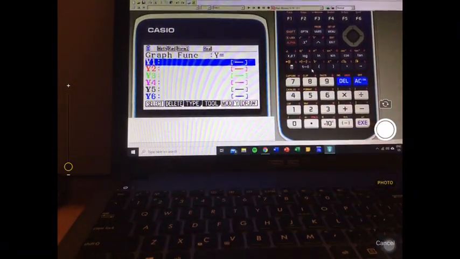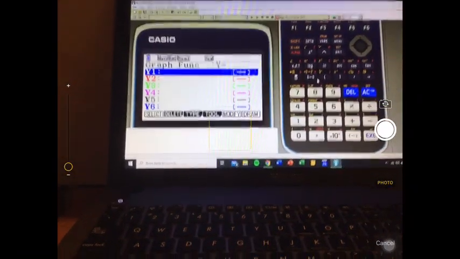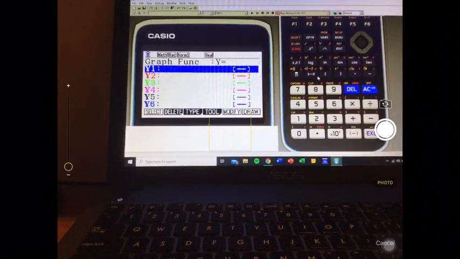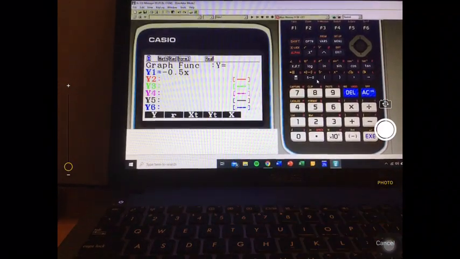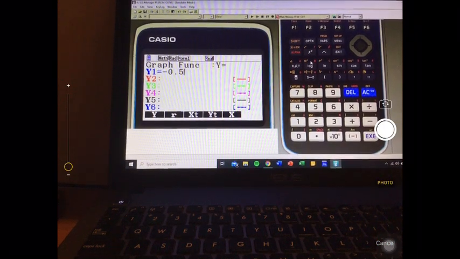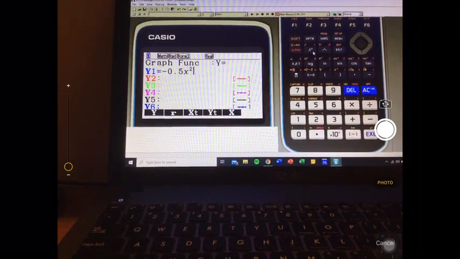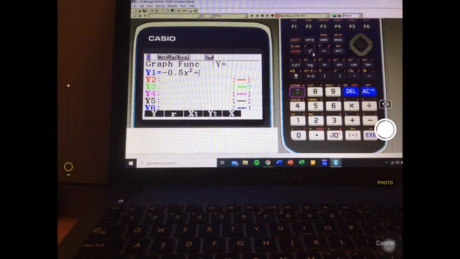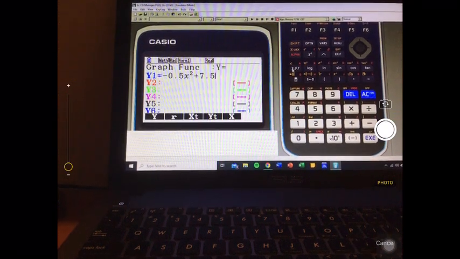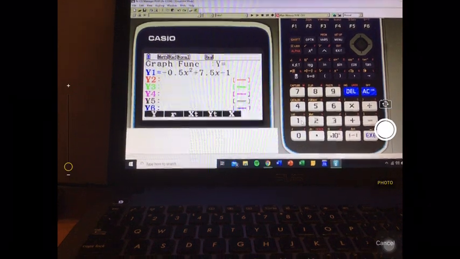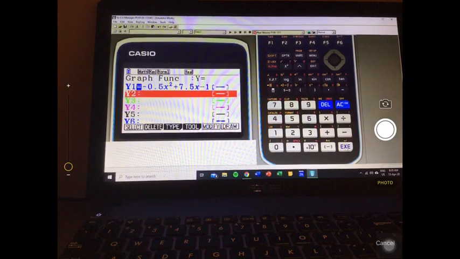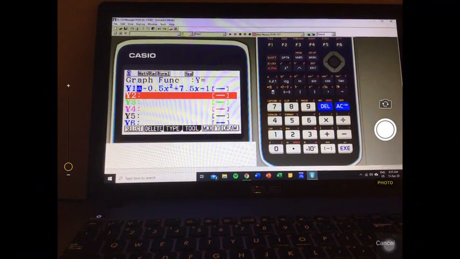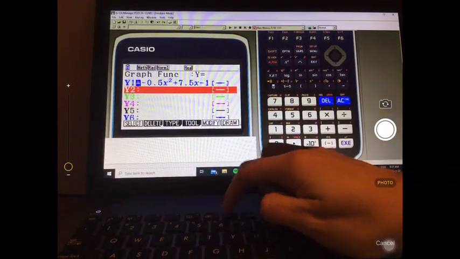We're going to plot in the function, right? The function for our exercise is negative 0.5x squared plus 7.5x minus 1. That's the equation we're given. So we press execute, and then we click on draw, which is F6.